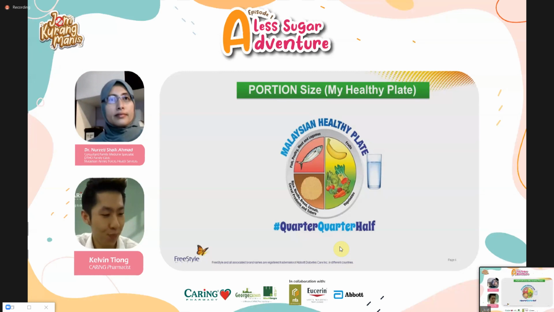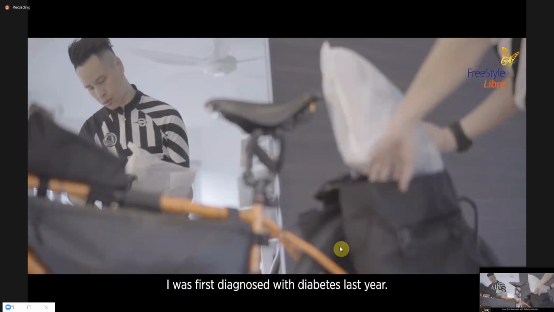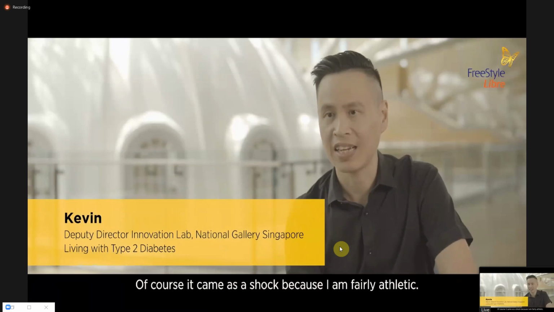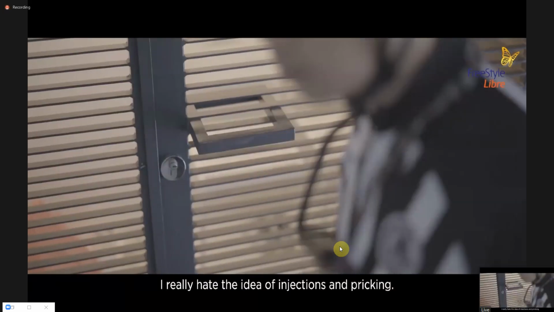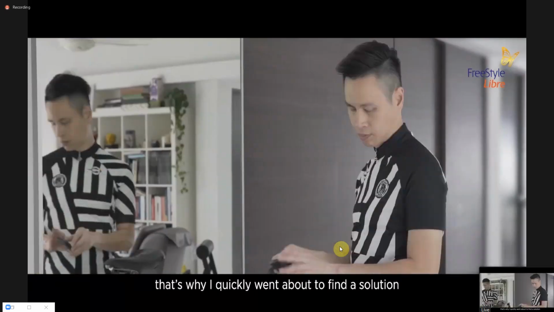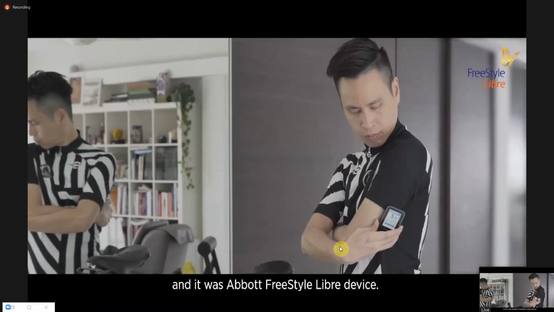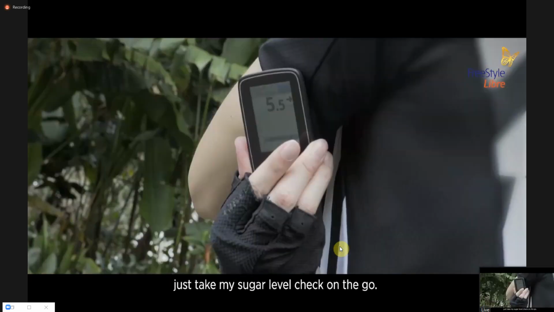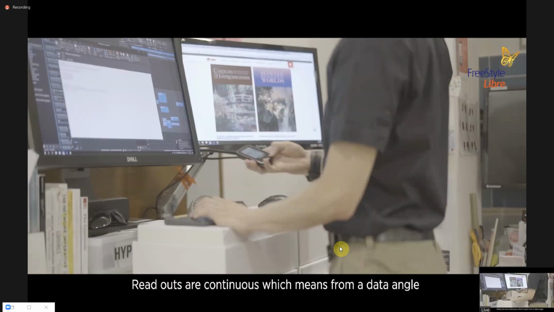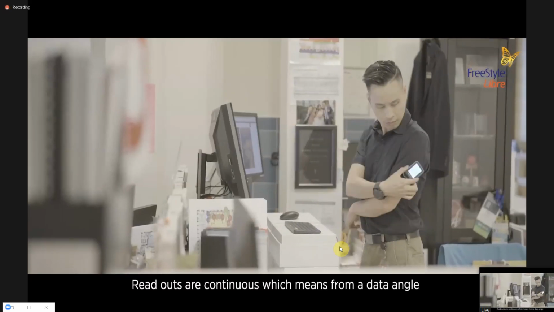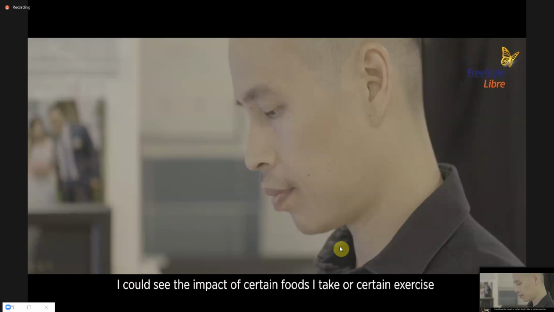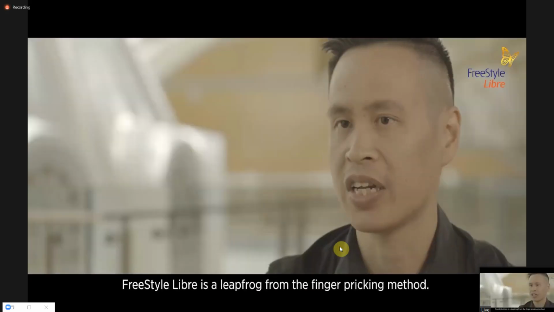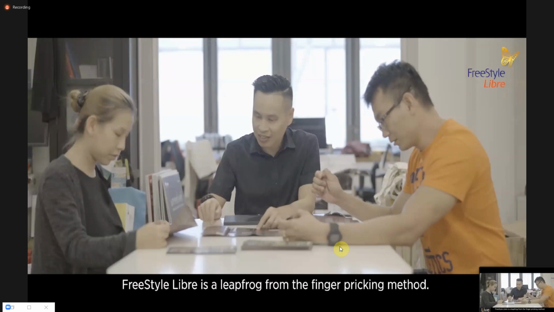I was first diagnosed with diabetes last year. Of course, it came as a shock because I'm fairly athletic. I really hate the idea of injections and pricking. That's why I quickly went about to find a solution, and it was the Abbott Freestyle Libre device. I could be doing my sport, cycling, and I can just take my sugar level check on the go. Readouts were continuous, which means that from a data angle, I could see the impact of certain foods I take or certain exercise that I do on a more regular basis. The Freestyle Libre is a leap forward from the finger pricking method.